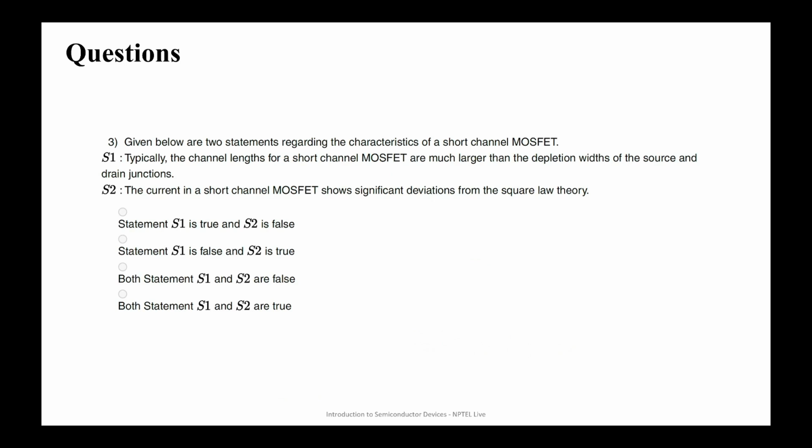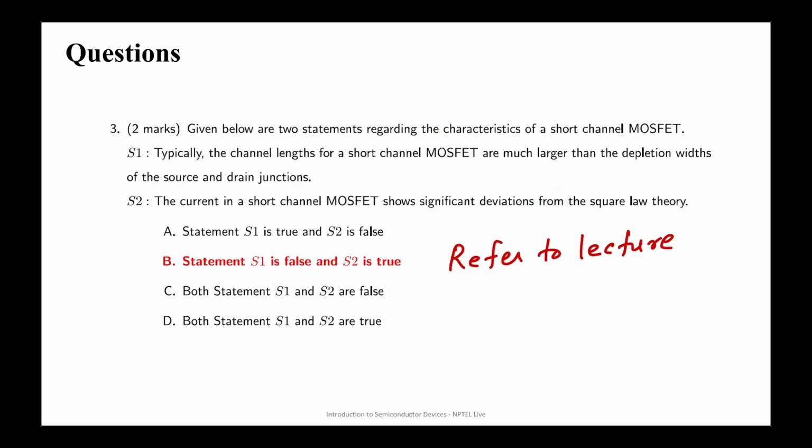Given below are two statements regarding the characteristics of a short channel MOSFET. S1. Typically, the channel lengths of a short channel MOSFET are much larger than the depletion widths of the source and drain junctions. S2. The current in a short channel MOSFET shows significant deviation from the square law theory. Statement S1 is true and S2 is false. Statement S1 is false and S2 is true. Both S1 and S2 are false. Both S1 and S2 are true. The answer to this would be statement S1 is false and S2 is true.